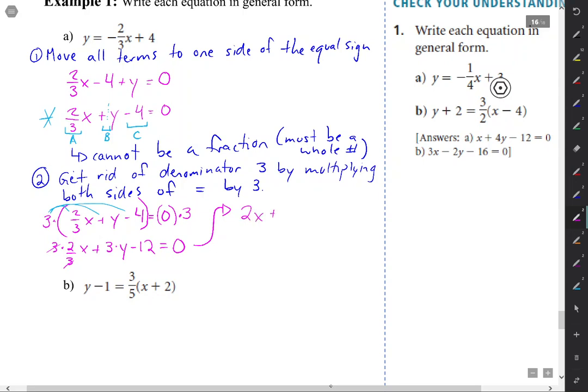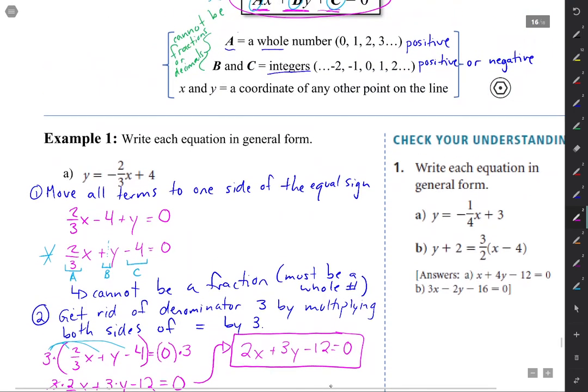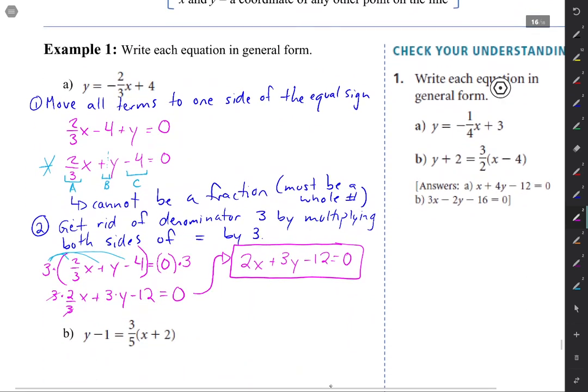Then we have plus 3y, and I'm not going to write that little dot in between because we don't have to. And then minus 12 is equal to 0. And that there is the final answer written in general form. So we just converted from slope-intercept form to general form.